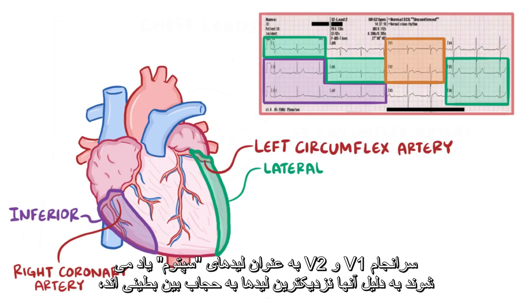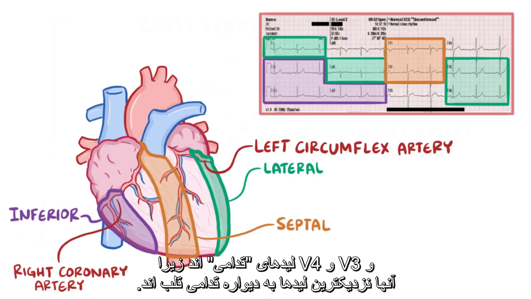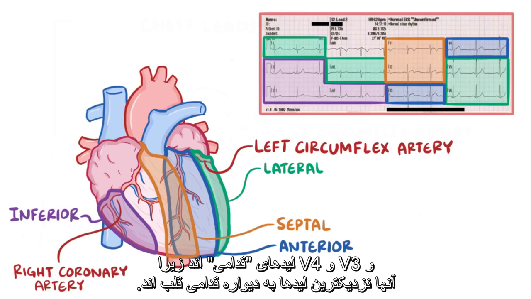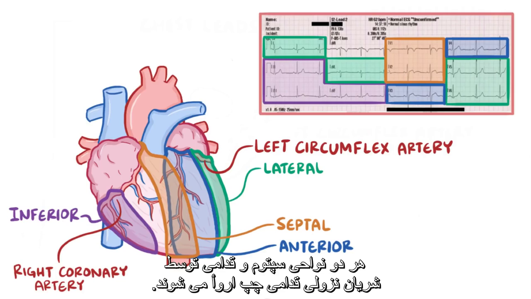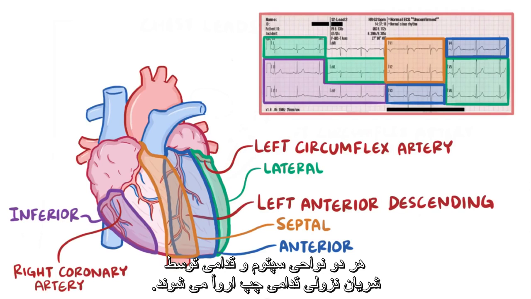Finally, V1 and V2 are considered septal leads because they're nearest to the interventricular septum, and V3 and V4 are anterior leads because they're nearest the anterior wall of the heart. Both of the septal and anterior regions are served by the left anterior descending artery.